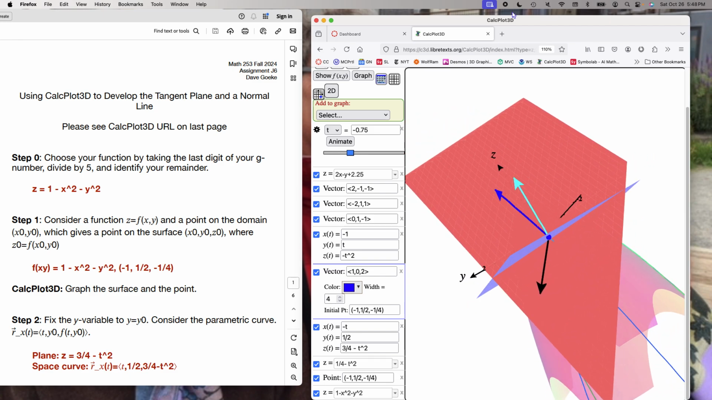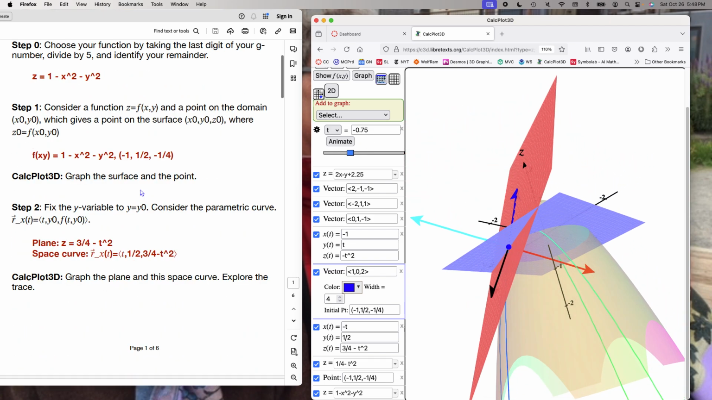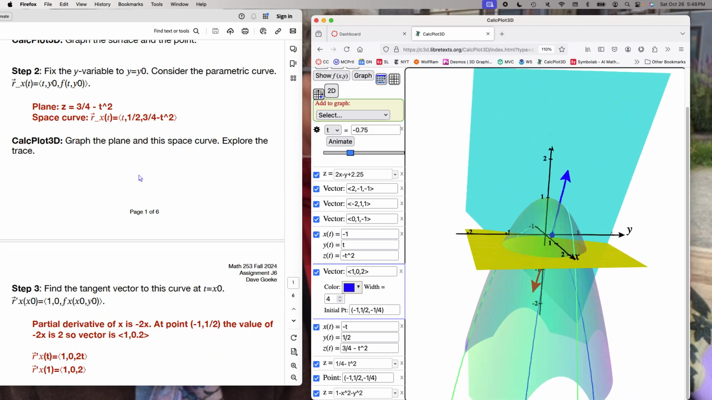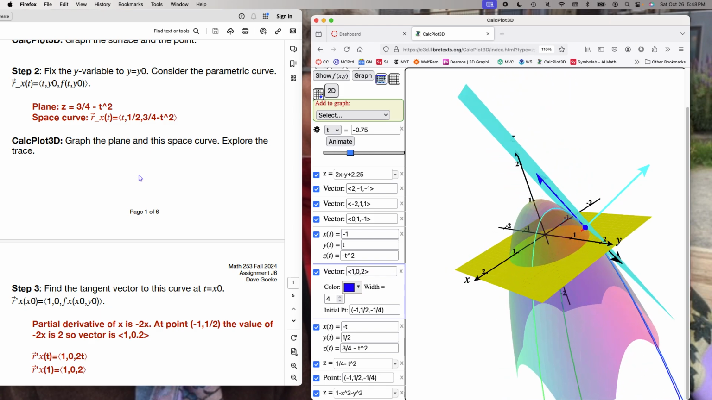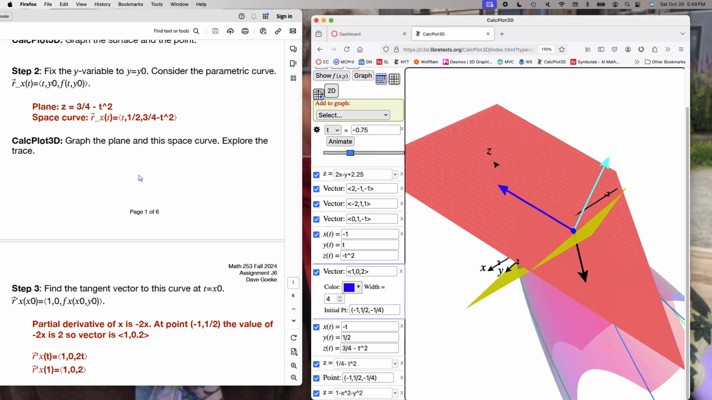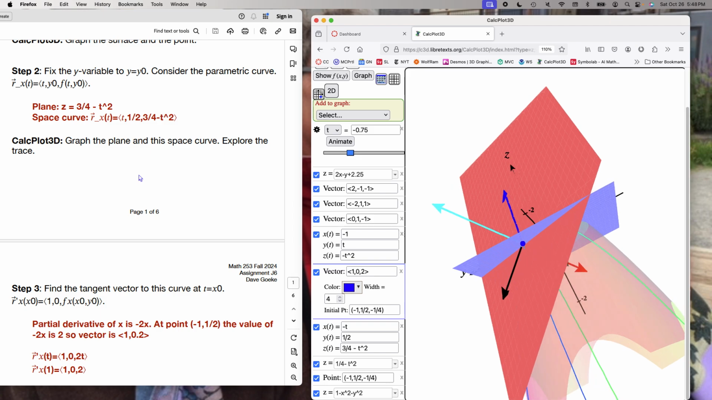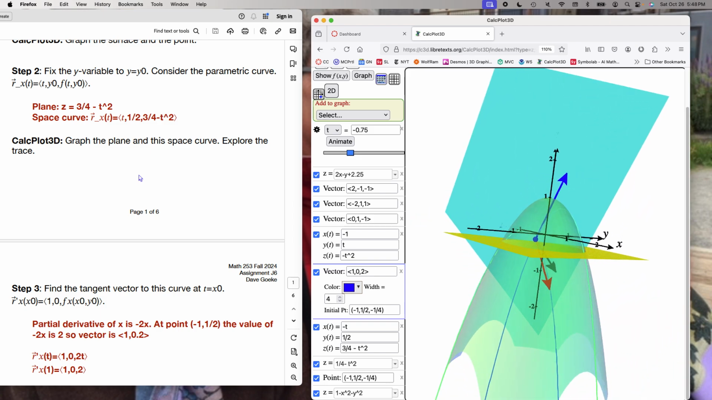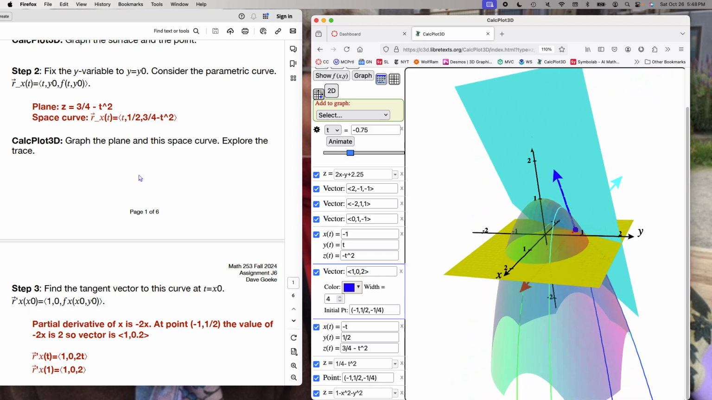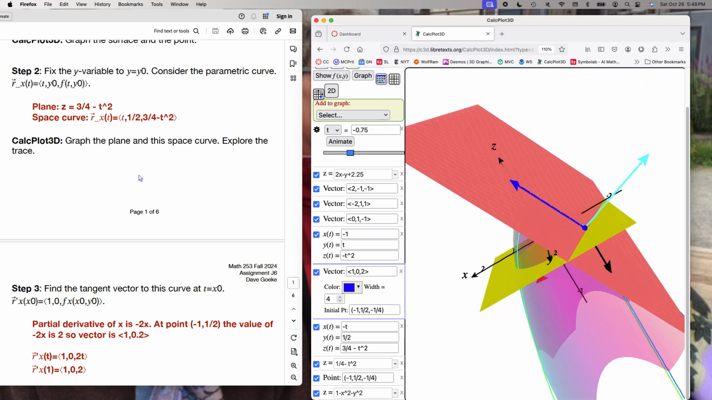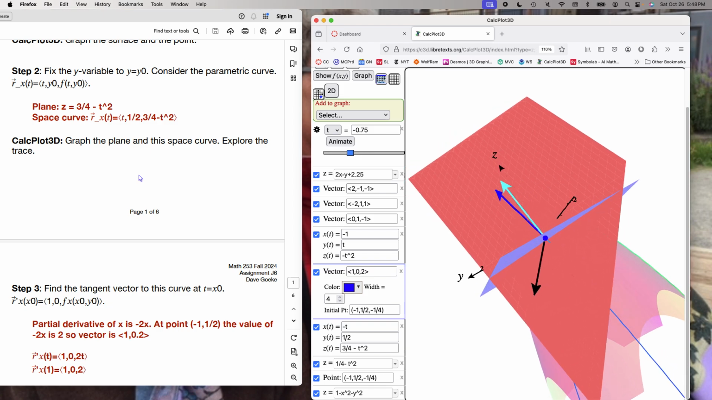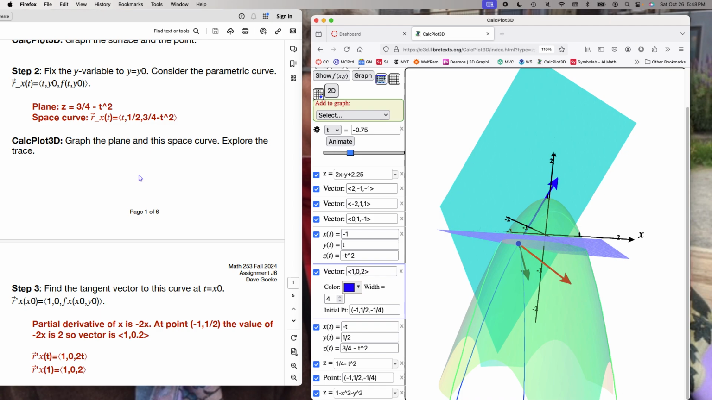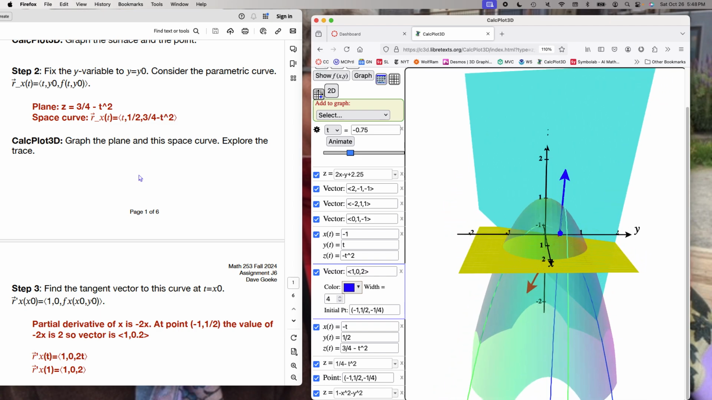Step 2 calls for graphing a plane and a space curve, assuming y sub 0 is equal to -1. The plane is an expression of z is equal to 1/4 minus t squared. It's on the xy plane, a quarter point below the origin. And the space curve is x sub t is t, y sub t is 1/2, and z of t is 3/4 minus t squared.